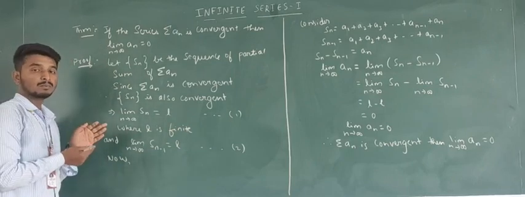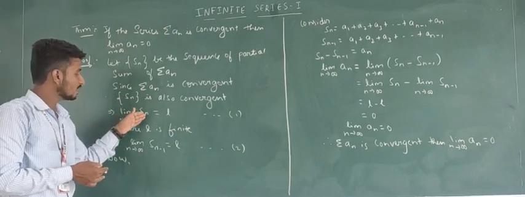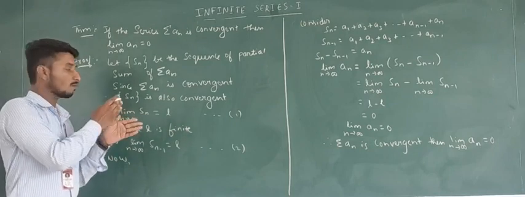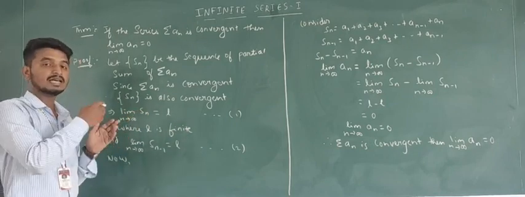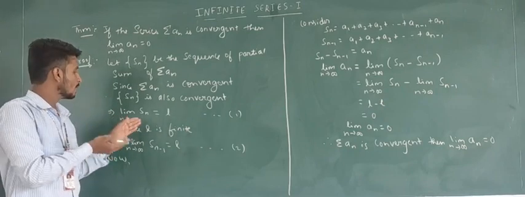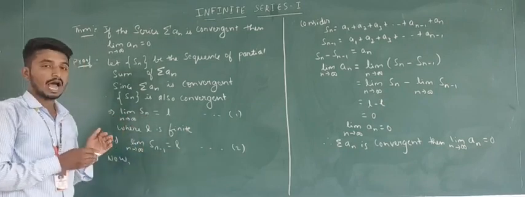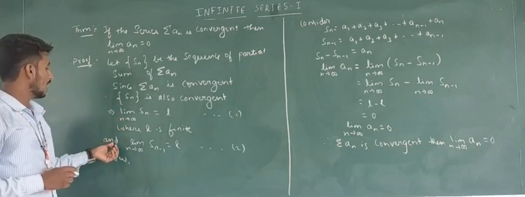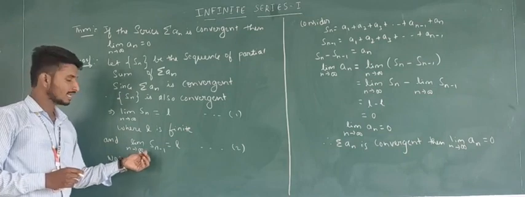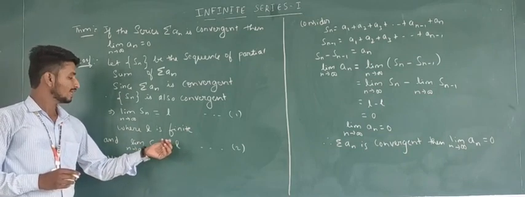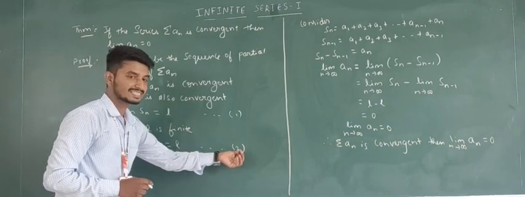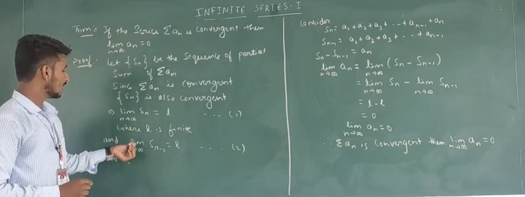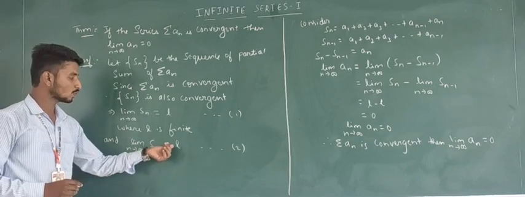Next, we have already considered a sequence here. We will consider another sequence that is the previous term of this sequence, and that sequence also has a limit and is also convergent. So limit n tends to infinity Sn minus 1 equal to L. We denote this as equation 2.